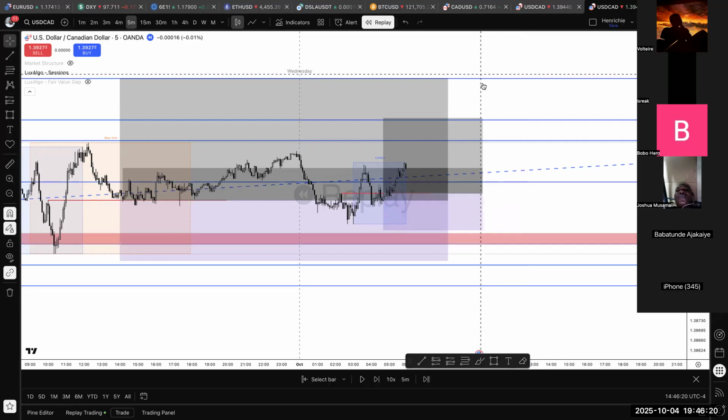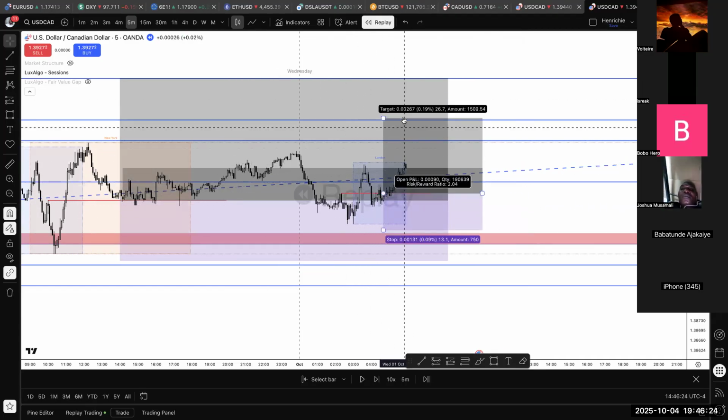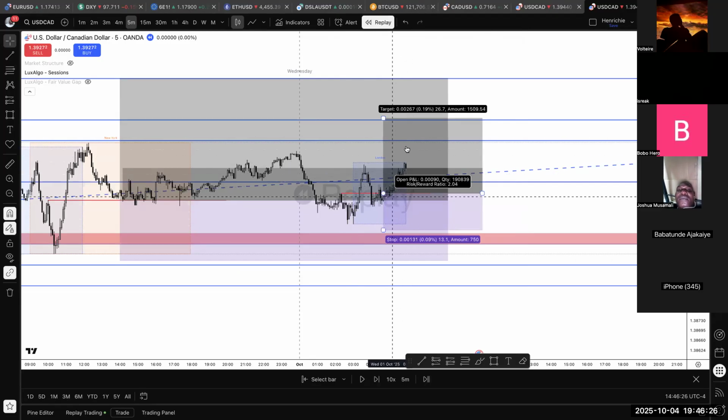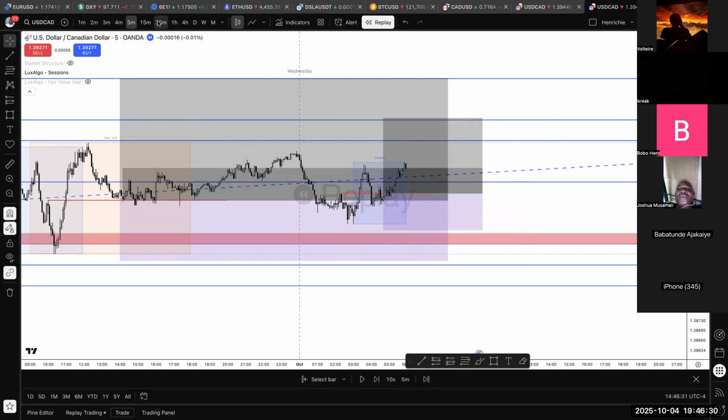For example, this trade was a counter trend trade. There's no way I'm risking 1% on this trade. Yeah, it looks great, high probability, but I'm not risking 1% on this because it's counter trend. And anything can happen, even with the US shutdown.